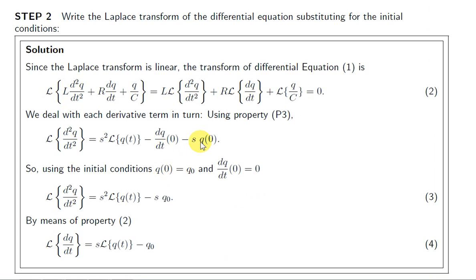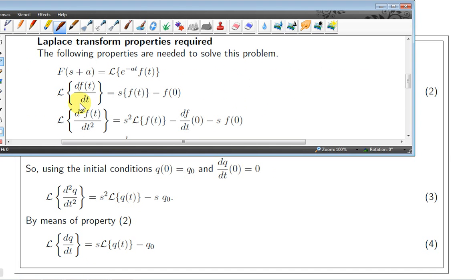Next we plug in the initial conditions. Q at time 0 is written Q sub 0. That's the initial charge on the capacitor. It goes in for q of 0, and dq/dt at 0 is 0, so that term drops out. Next we need the Laplace transform of the first derivative, so we can just look that up.